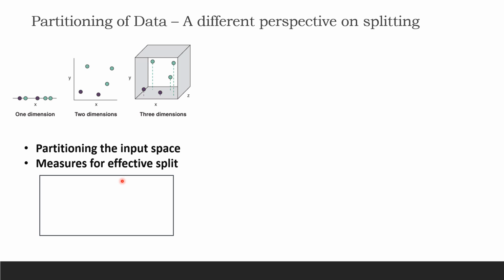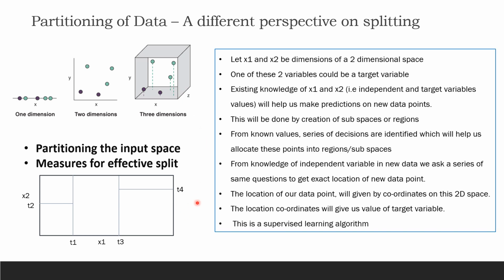So let this be a two-dimensional input space, and these be the regions: one, two, three, four, five regions. These regions are created by points T2 and T4 on X2, and T1 and T3 on X1. So X1 and X2 are the two dimensions. T2 and T4 are two values which we know in the X2 dimension, and T1 and T3 are two values which we know in the X1 dimension. These values are creating regions in this two-dimensional space. Similarly, in an n-dimensional space, different regions will be created using known values.